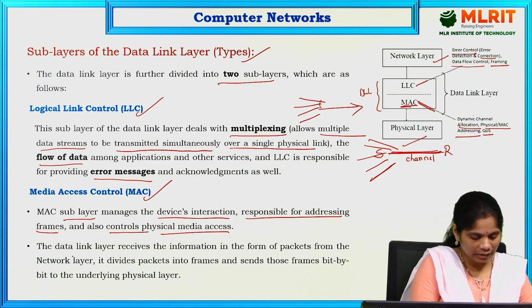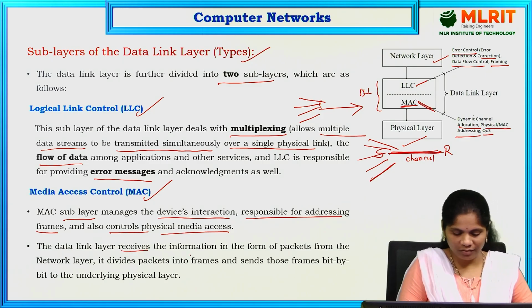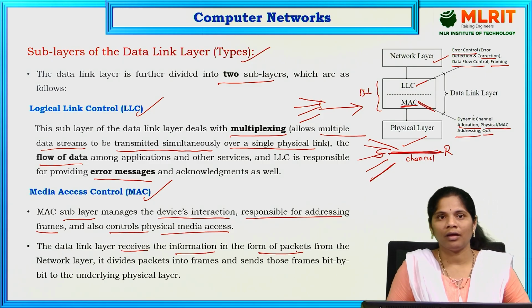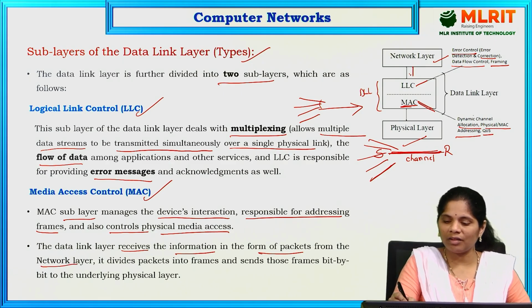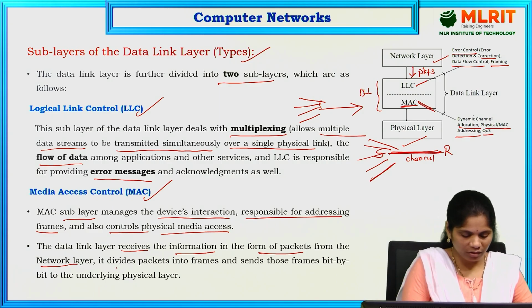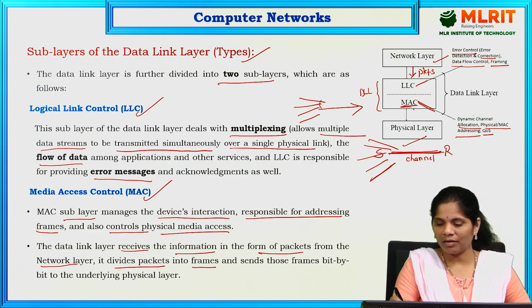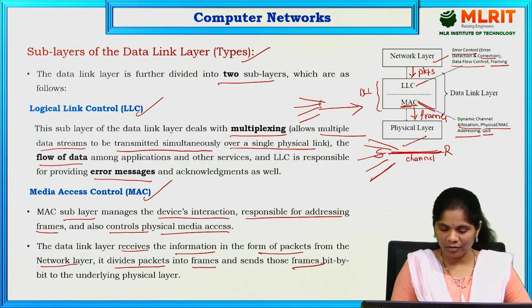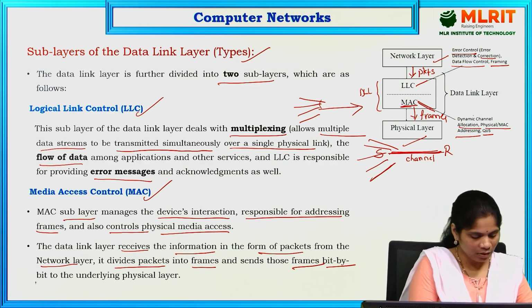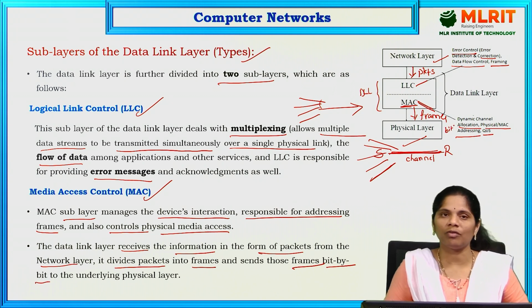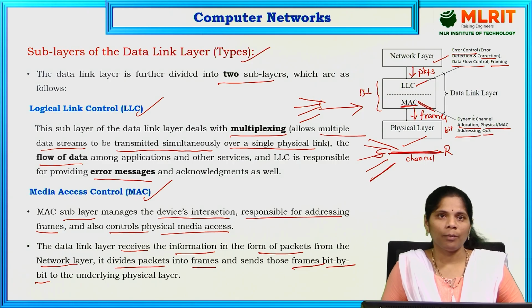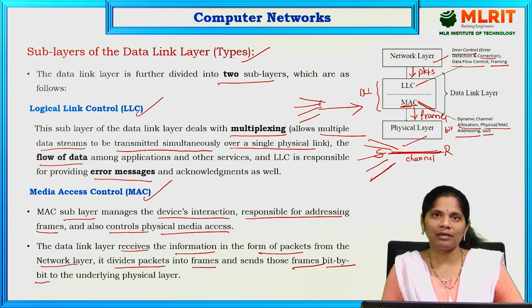So this data link layer in the MAC sublayer receives information in the form of packets from the network layer. Whatever data is coming from the network layer is in the form of packets. These packets are divided into frames. Those are sent to the physical layer bit by bit. In the form of bits, we send the data to the physical layer. That is about the MAC sublayer. These are the two types of sub layers in the data link layer.